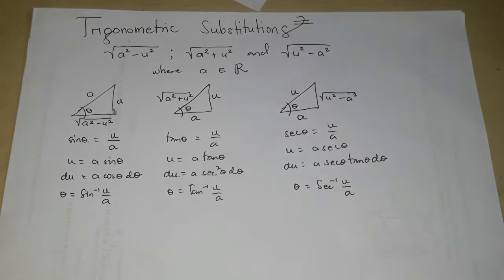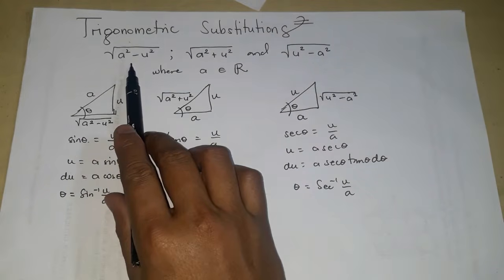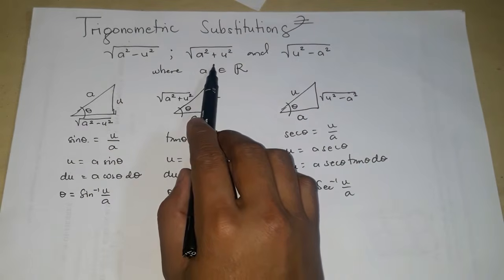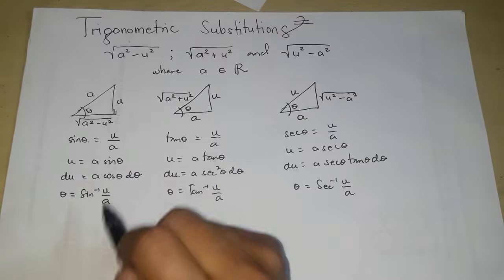So in this video, we will do straightforward trigonometric substitutions. That is when your integrand contains any of these forms: the square root of a squared minus u squared, the square root of a squared plus u squared, and the square root of u squared minus a squared, where a is an element of the real numbers.